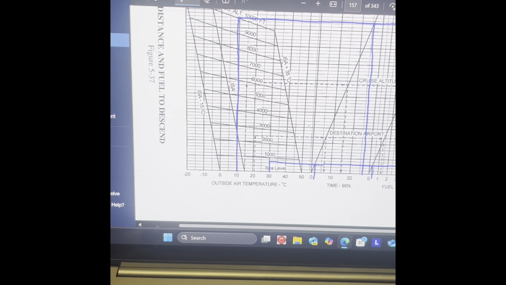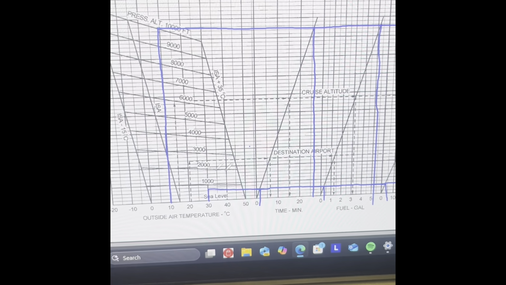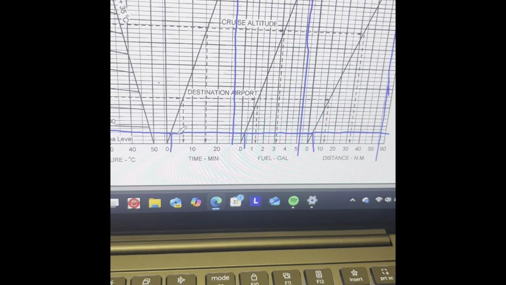Okay, so now I did all the values for the cruise at 10,000, 10 degrees, and my destination airport, which was, let's see, pressure altitude 713 at about 30 degrees. So then what I did was I found all those values, and then I subtracted cruise minus destination airport, and now I'm going to get my values, which includes 24 minutes, 4.5 gallons, and about 50 nautical miles.